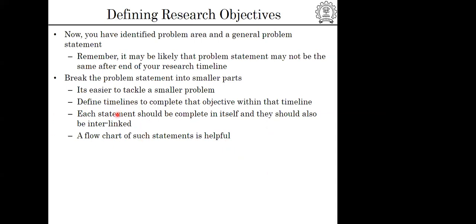In order to visualize these statements, their objectives, and the timeline, a flow chart comes in very handy. So you should be able to highlight what kind of flow chart you can create, which will show all these research objectives, how to achieve them, and what the timeline is going to be. That is going to be a critical part.